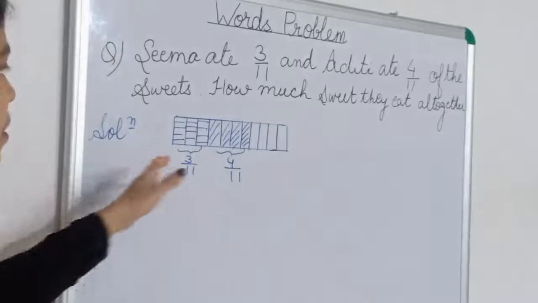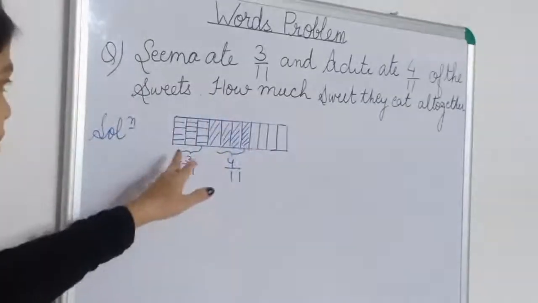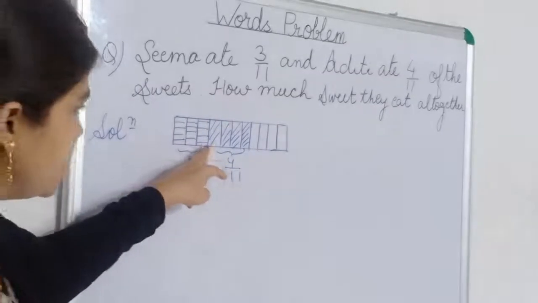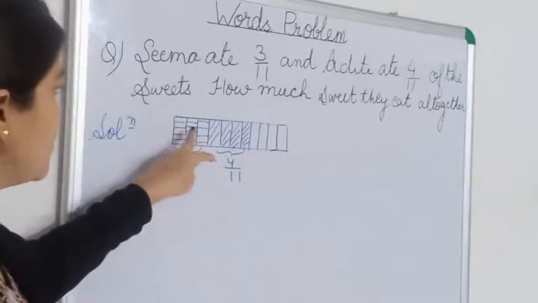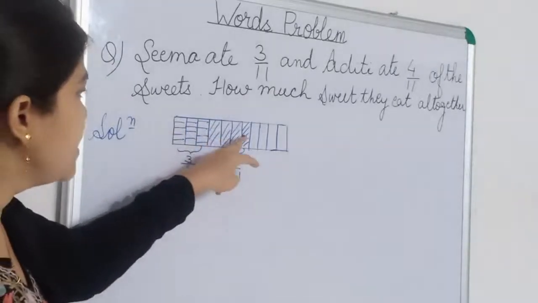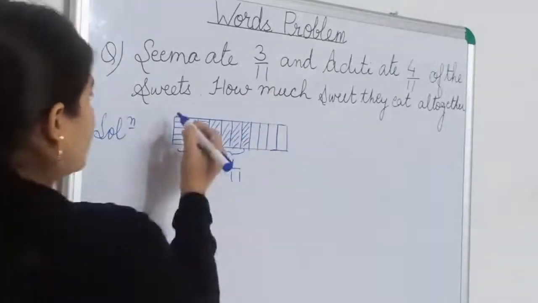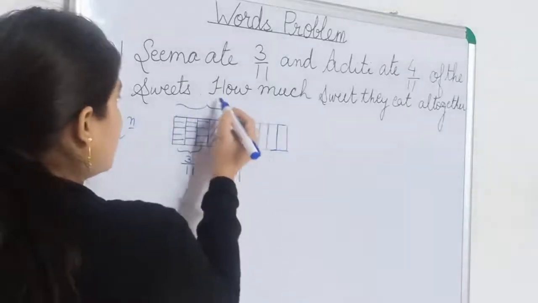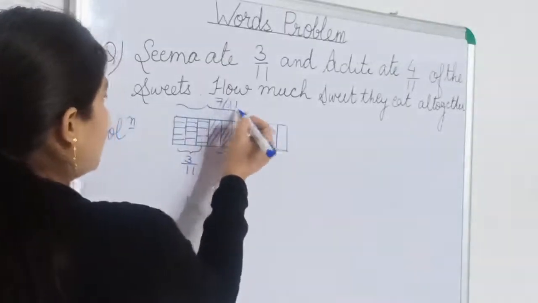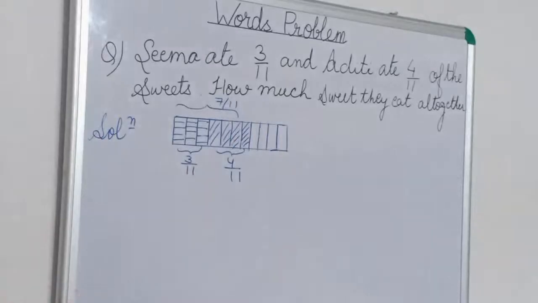Now it is said, all together what have they eaten. So we will count 3 and 4 both. That means 1, 2, 3, 4, 5, 6, 7. All together they have eaten 7 by 11. Okay? This much only we have to do. So simple. So you write the statement now.